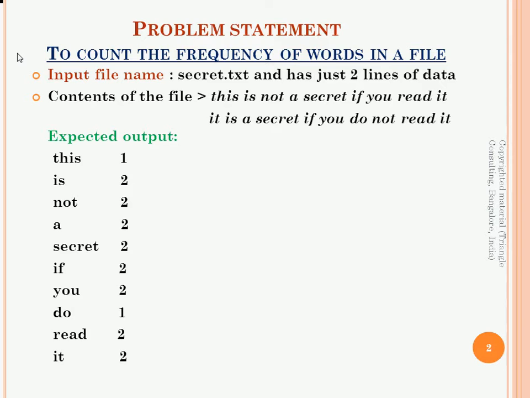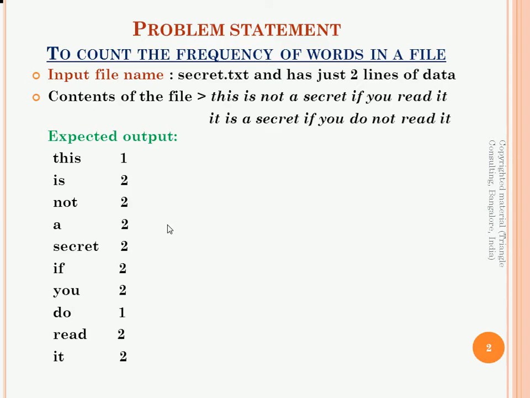The problem statement is that we need to count the frequency of the words in the file. So the expected output is how many times each word is repeated in the file. For example, the word "this" is repeated once, the word "is" is repeated twice, the word "not" is repeated twice, the word or letter "a" is repeated twice, and so on. If you process a very large input file with, let's say, 1,000,000 lines, you can imagine what the expected output could be. So the problem statement is word count, or simply finding the frequency of words in a file.